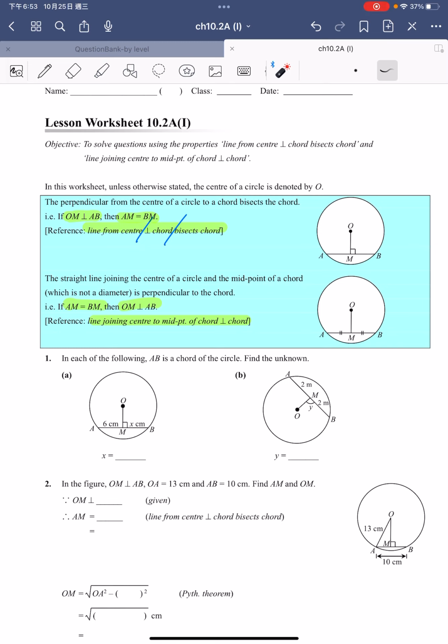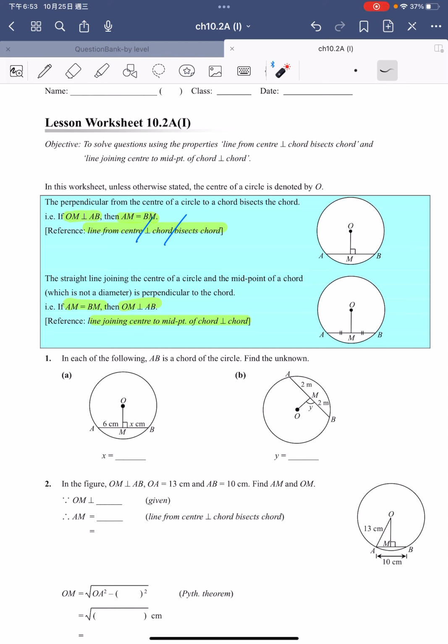So again, for the first one, firstly we have OM perpendicular to AB, then we have the bisected chord, so that AM is equal to BM. For the second one, we first have AM equal to BM, then we can say that OM is perpendicular to AB.